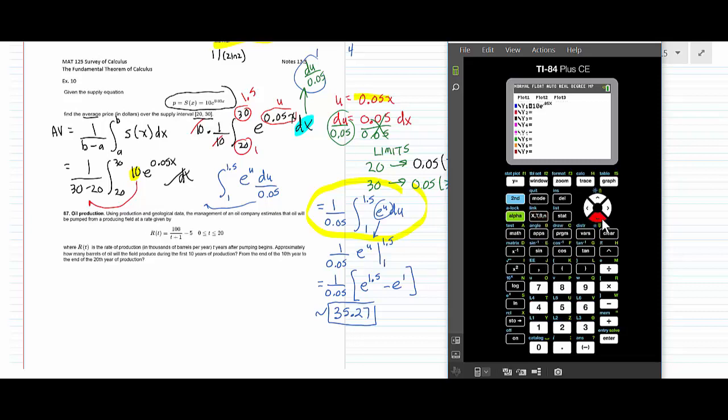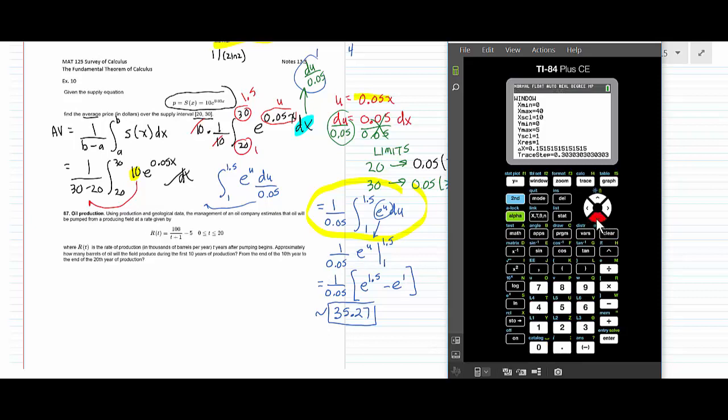All right, we're going to graph that, and we're going from 20 to 30. So what I'm going to do is graph from 0 to 30, or actually I'm going to go a little further. I'm going to go 0 to 40. That's just my decision. You don't have to, but it's a good idea when you're doing a definite integral on your calculator to go a little higher than whatever those limits are. You'll get errors if you don't do that sometimes. Our answer was 35.27.